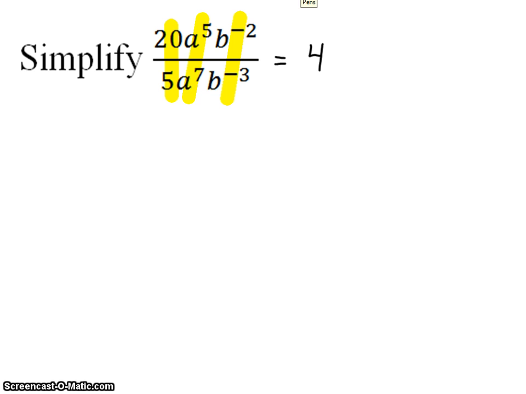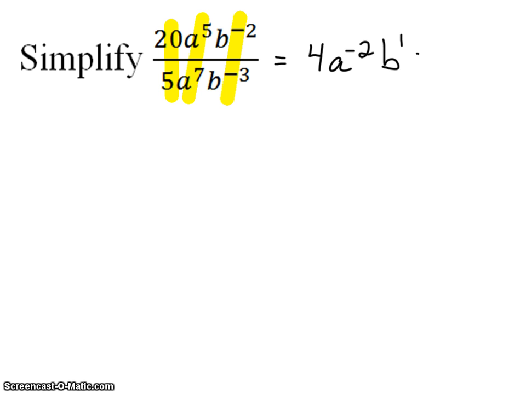Now, the a's, we have a quotient, so we subtract the exponents. 5 minus 7 is negative 2. The b's, we subtract the exponents. Negative 2 minus negative 3 is like negative 2 plus 3, so that's b to the first.